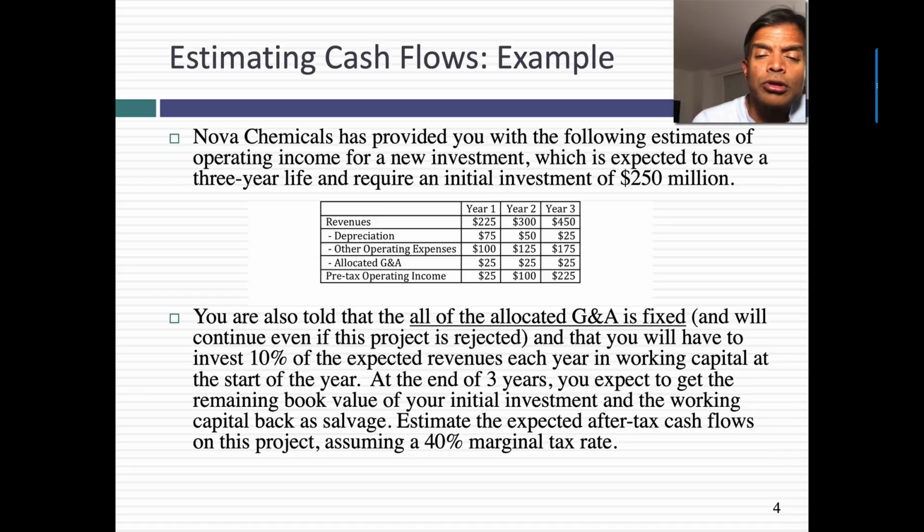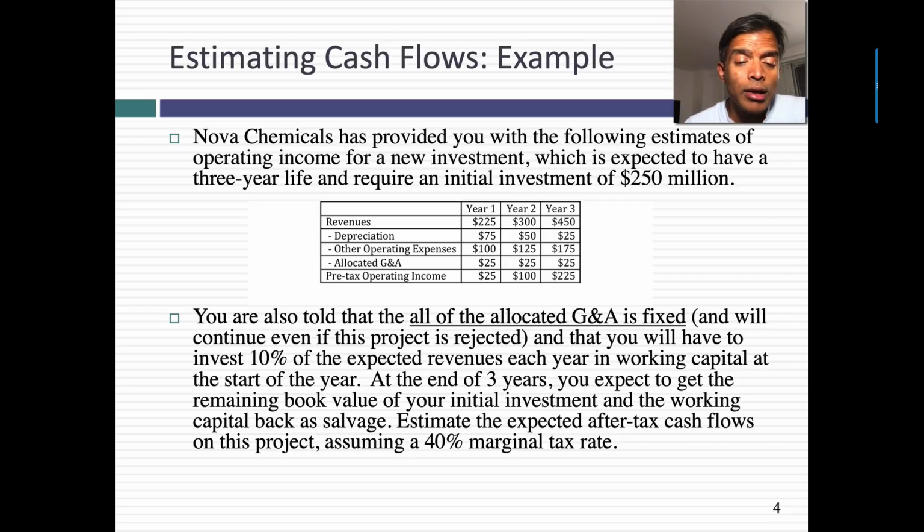From a few quizzes ago, it's an investment that Nova Chemicals is making. The initial investment is $250 million. You're given revenues, depreciation, and operating income for the next 3 years. And you're given the three line items: depreciation, other operating expenses, and allocated G&A. So I've given you the pre-tax operating income each year for the next 3 years. Then I throw a curve at you.